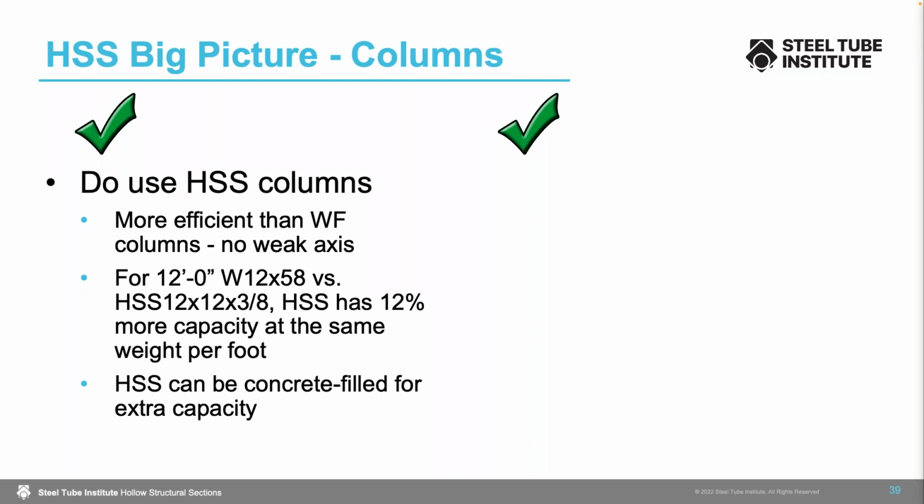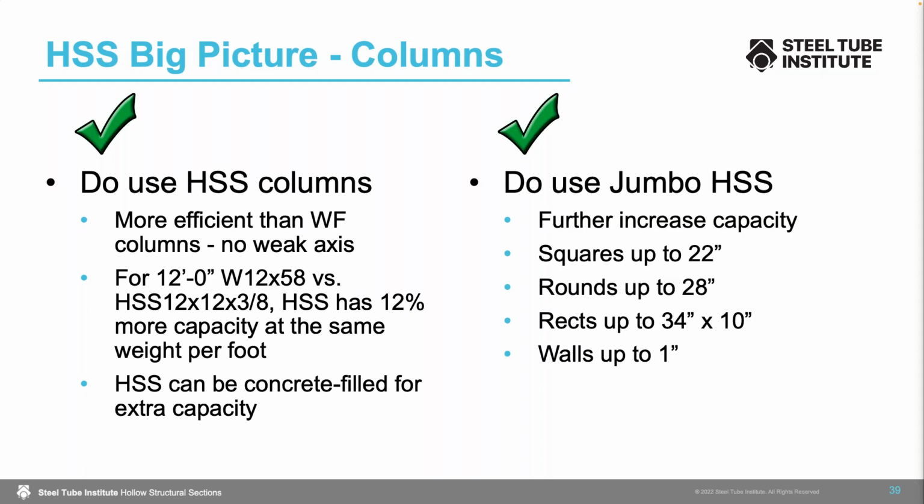We can also fill the HSS with concrete for more capacity. We recommend that you do use the jumbo HSS that are now becoming more readily available. It further increases your column capacity. We have squares up to 22 inches, rounds up to 28 inches, and rectangles up to 34 by 10 with wall thicknesses up to 1 inch.